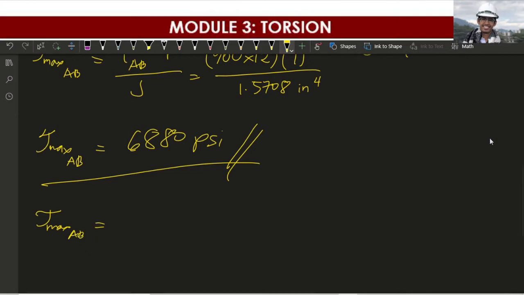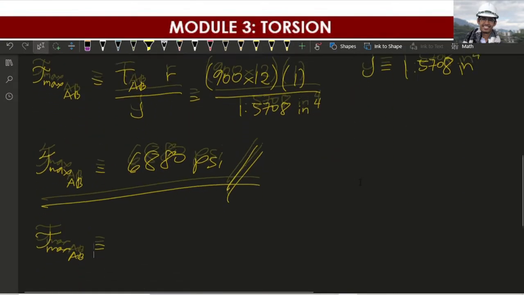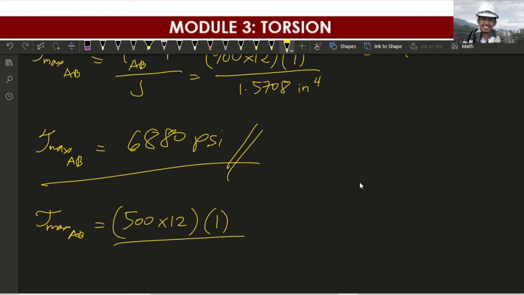so our torque is 500 pound-feet. So convert ulit natin yan into inches. So that will be 500 times 12. So isa lang din yung kanyang radius, that is 1 inch, over yung kanyang polar moment of inertia, 1.5708 inch raised to 4. Therefore, yung kanyang maximum shearing stress will be 3,820 psi.